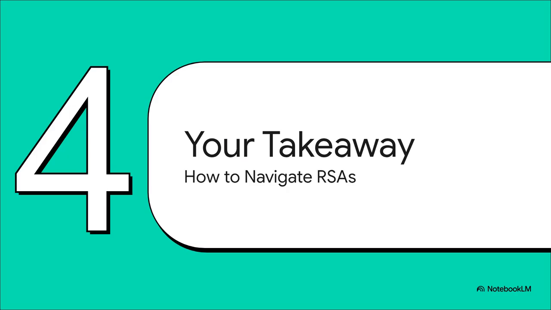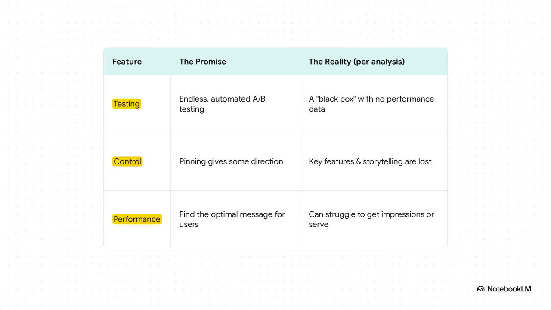All right, so after all of that, what's the big takeaway? With this huge gap between the promise and the reality, how are you supposed to navigate this powerful yet obviously flawed tool? When you put it all side by side, the difference is just stark. The promise of endless testing turns into a black box where you can't see the data. The promise of control is seriously undermined by losing key creative features. And the promise of peak performance? That's challenged by the simple fact that your ads might not even get seen in the first place.